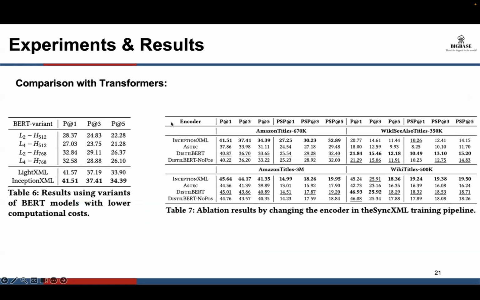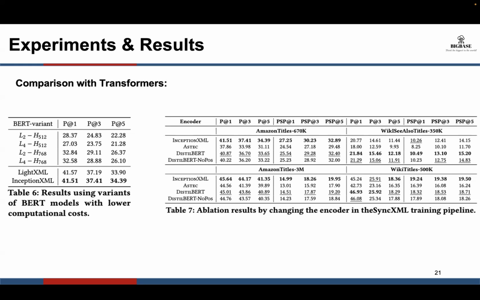And they do comparison with transformers. In table 6, these are lightweight BERT models. They use these instead of the original because lightweight BERT models have similar number of parameters with the Inception XML model. And we can make sure here that Inception XML outperforms the light BERT models as well.